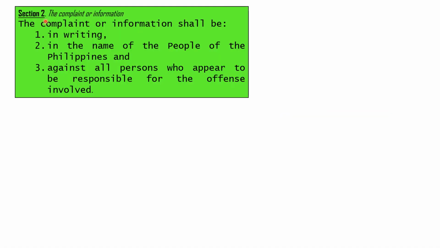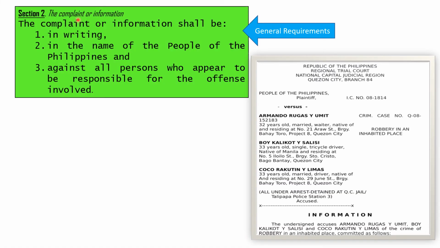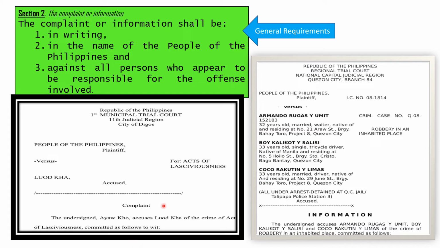Let's go now to your section 2, the complaint or information. Section 2 talks about the general requirements of your complaint or information. Here is an example of your information and a sample of your complaint. Take note of the caption para yan sa legal writing ninyo. So, what are the general requirements? Number 1, it should be in writing. Number 2, it should be in the name of the people of the Philippines. So, your plaintiff is the people of the Philippines.